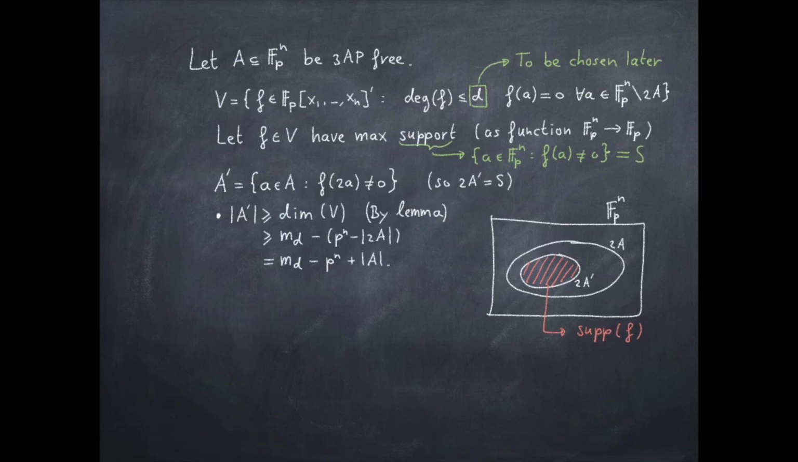The size of 2A' equals the size of the support of f. So, by the lemma, this is at least the dimension of V. The dimension of V is at least the dimension of the space of polynomials of degree at most d, minus the number of linear equations we imposed. What we find is that the size of A' is at least the size of A minus p^n plus m_d.